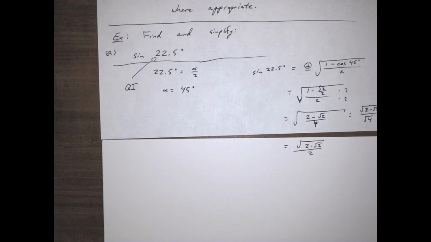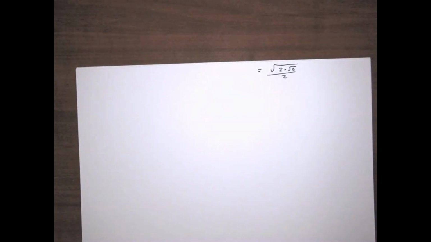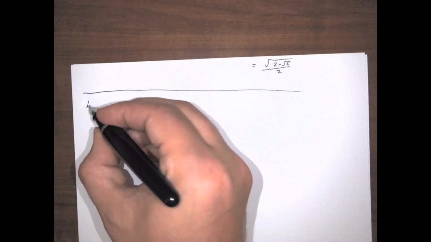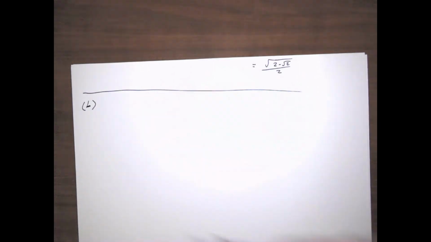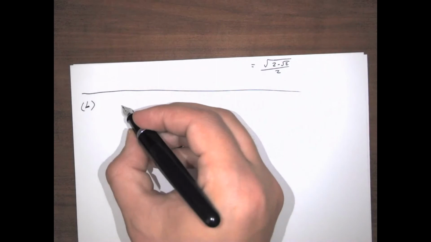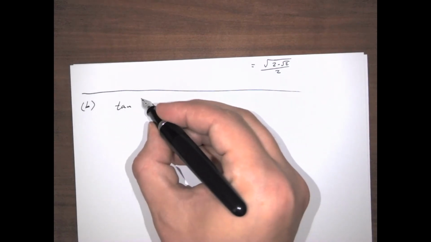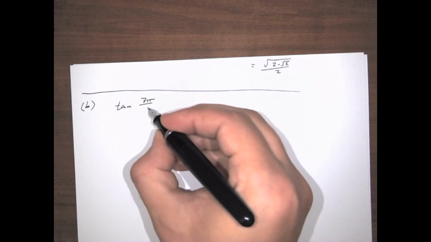So what we had to do was multiply by any kind of fraction that we needed to, and then we dealt with the square roots and such the way we will typically have to. All right, let's try another one. This one, let's go with some radians. Tangent of 7 pi over 8.